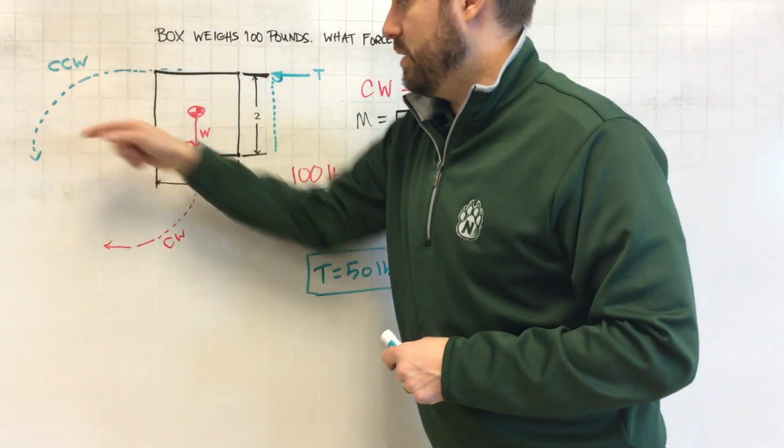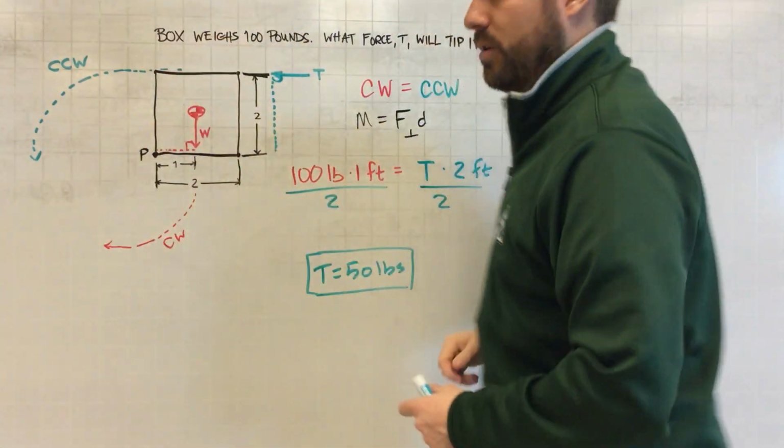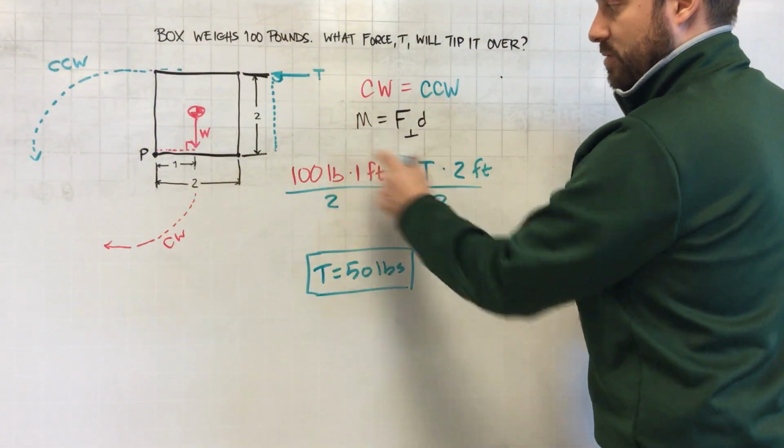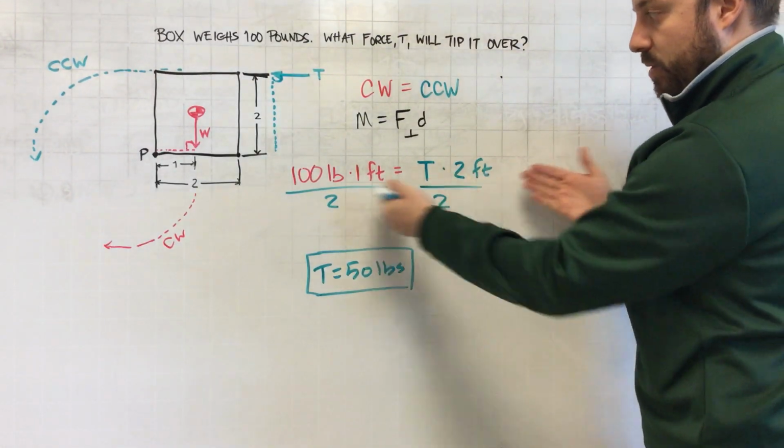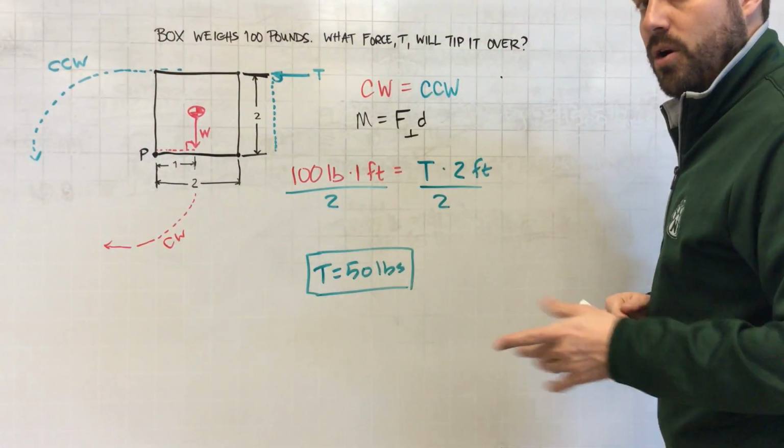We have a clockwise and a counterclockwise that counteract each other. We do force times distance and set those equal to each other. A force times a distance is equal to a force times a distance, and then we solve for the thing that is unknown. Hopefully that makes sense.